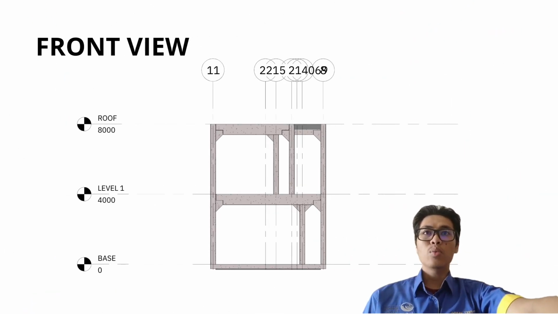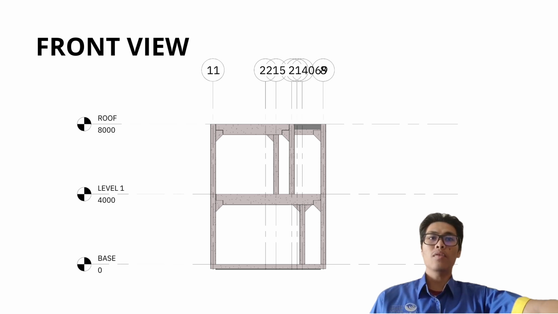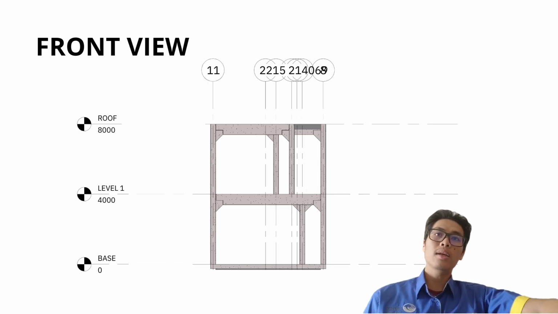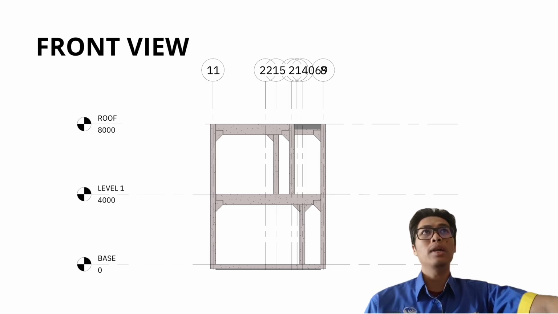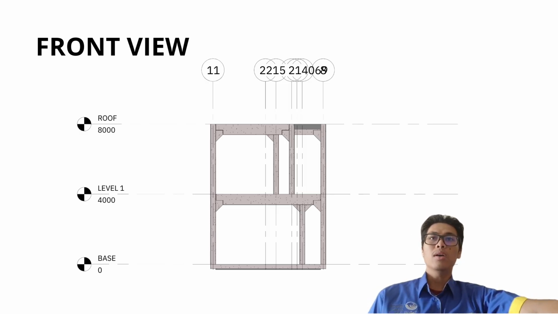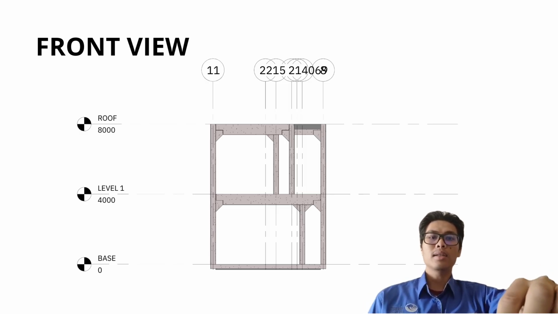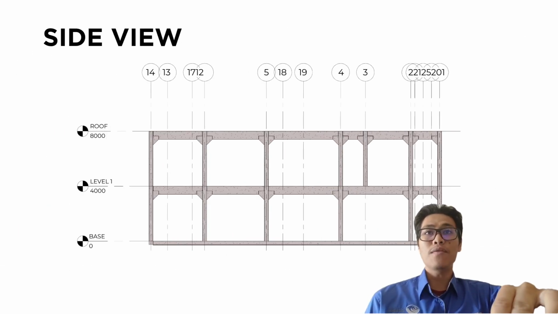We start with the front view, where we can see the details of the building. We start with the base, and then the level 1 height is 4000 millimeter, which is 4 meter, and the height from level 1 to the roof is also 4 meter. So the total height of this building is 8 meter. This is the front view, and then we go through to the side view.